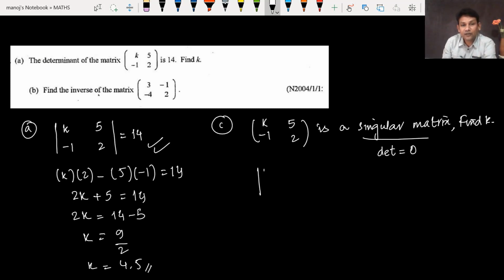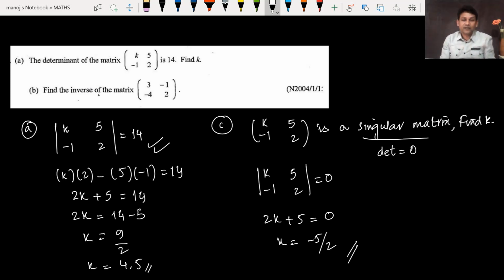So what will I write? K minus 1, 5, 2. The determinant is 0. 2k minus, what? Plus 5, because minus of the formula, and k is minus 5 upon 2, and that's your answer. I extended the question; we can have this question in the exam, what do you mean by singular matrix. Then moving to the next part.